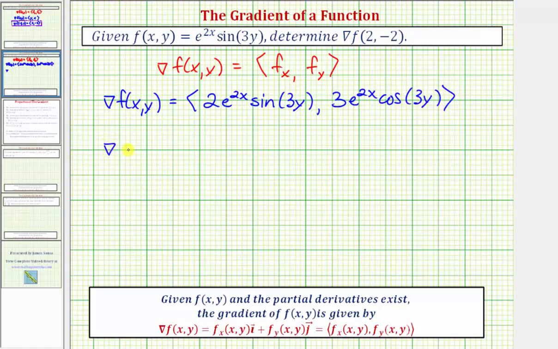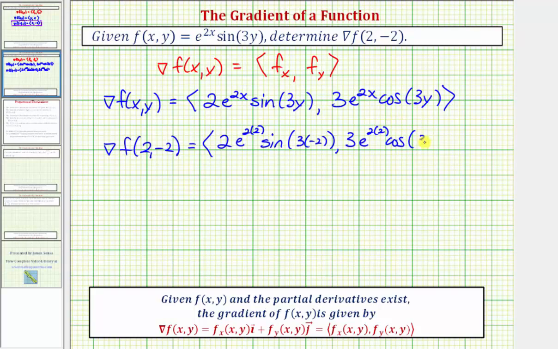Now we need to evaluate this at the point (2, -2), so we substitute 2 for x and negative 2 for y. So the x component would be 2 e to the power of 2 times 2 times sine of 3 times negative 2. The y component would be 3 e to the, again, 2 times 2 times cosine of 3 times negative 2.